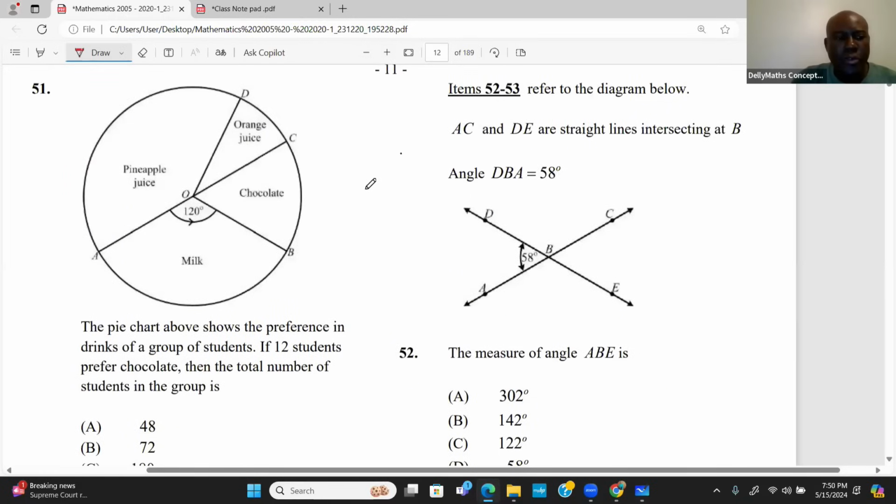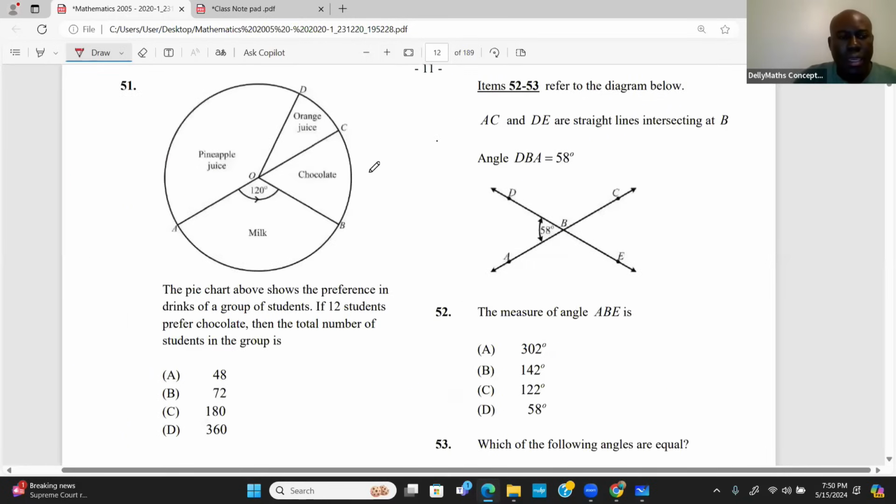All right, so number 51 is a pie chart. The pie chart says as follows: the pie chart shows the preference in drinks of a group of students. If 12 students prefer chocolate, then the total number of students in the group is what? 12 prefer chocolate here, so they're telling you it's 12.